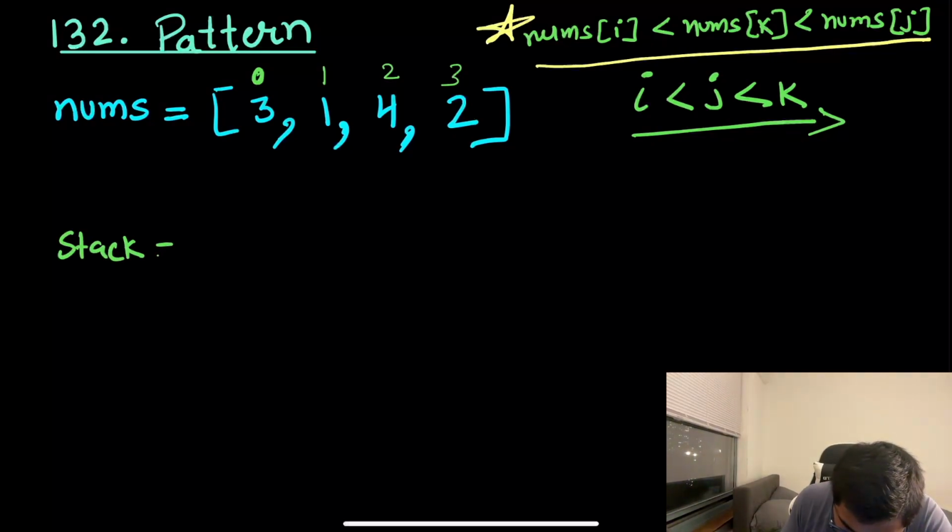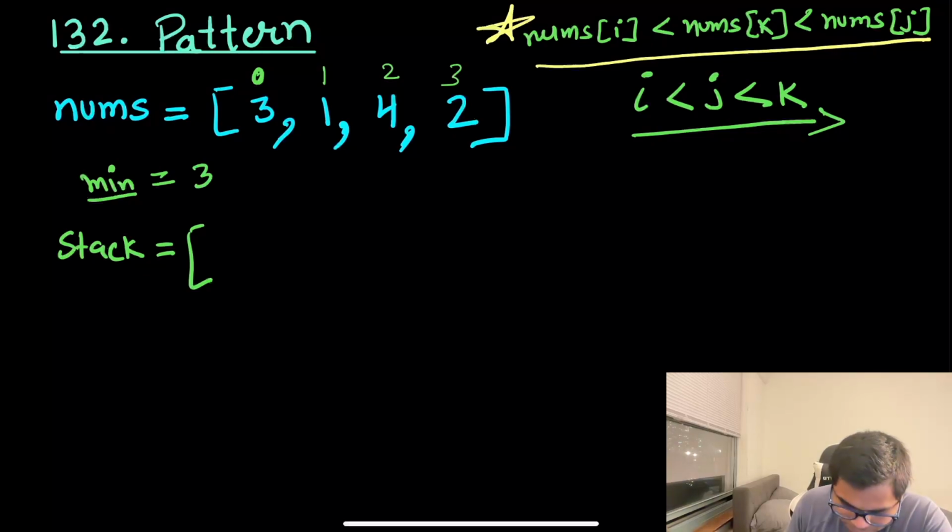So here what I want to do is have a stack, and in my stack I will store values, and at the same time, I also want to keep track of the minimum that I've seen so far. I'll tell you why. Initially, let's say this minimum is 3, because that's the first value that we are seeing in the nums. So the current minimum is 3.